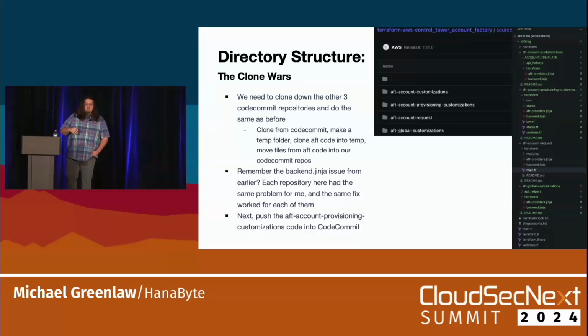But we need to clone these down and do the same as before with those repos, right? Like we said for the account requests, we cloned code in and deleted some of the templated stuff in there. We're going to want to do the same for the other repos, just to make sure the setup looks like we see on the right. All this code is provided online. You can get it from HashiCorp, you can get it from AWS. HanaByte has a public repository with all of it in it.